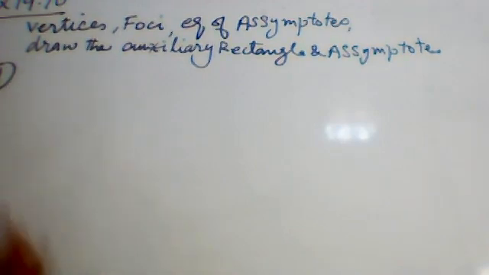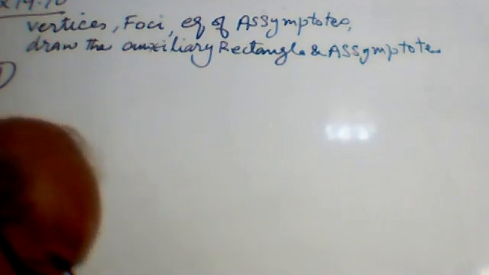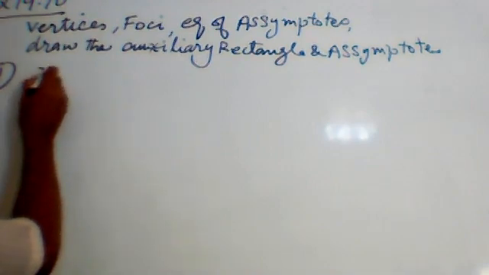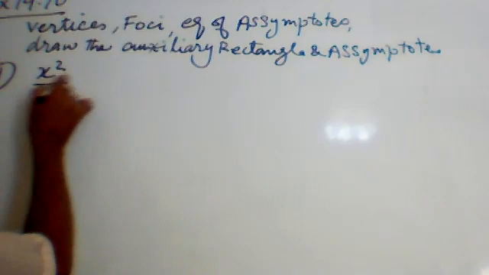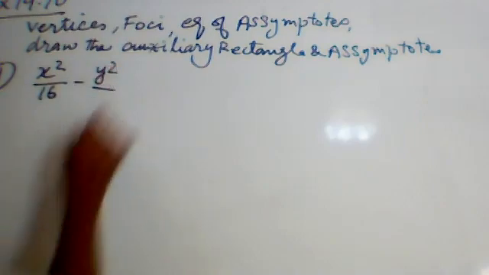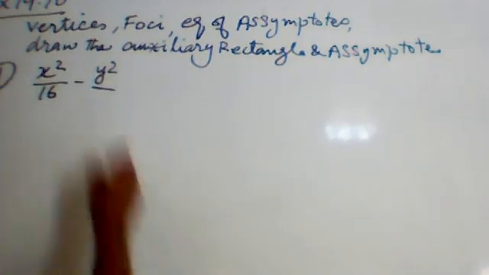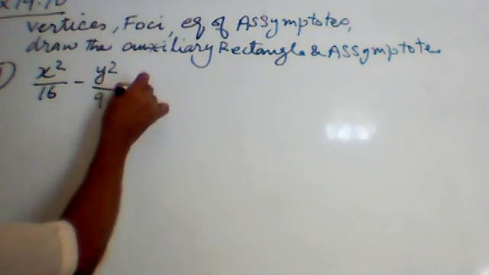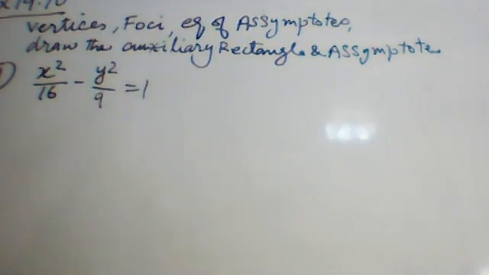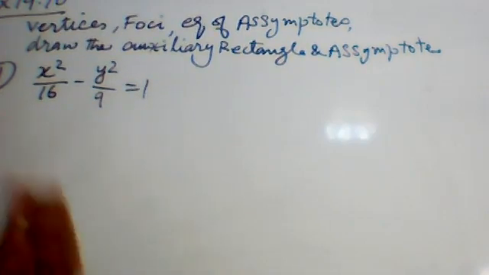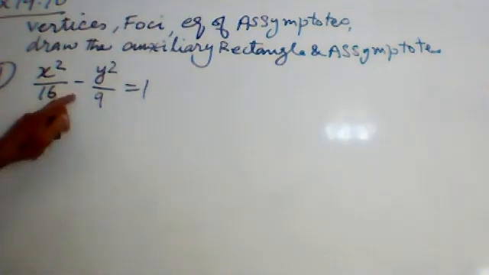Question number 1. X square upon 16 minus y square upon 9 equal to 1. There is a negative sign in between. Therefore, it is the equation of the hyperbola.